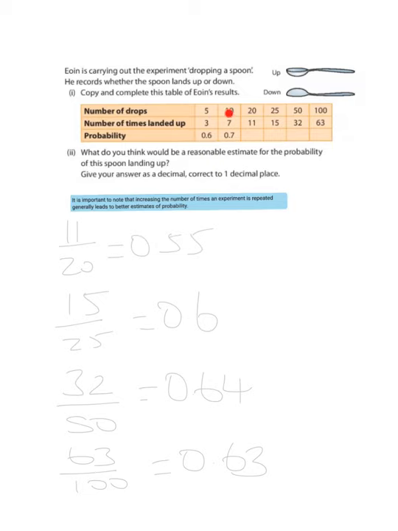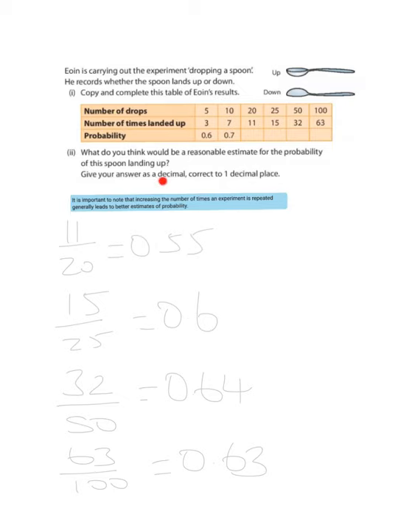So we had 5, 10, 20, 25, 50 and 100. So we're going to look at the results when the trials get bigger. So when the trial was 25 times, or 50 times or 100. So when it was 25 trials, we got 0.6. When we did it 50 times, it worked out to be 0.64. And when we did it 100 times, it worked out to be 0.63. Okay, so the more times you do it, the closer you get to the actual probability.